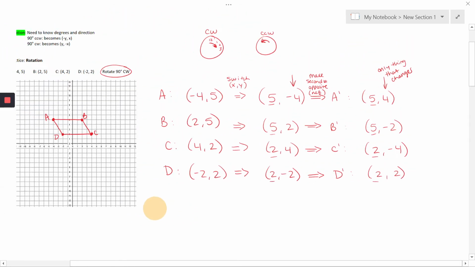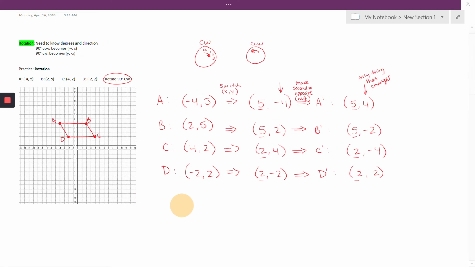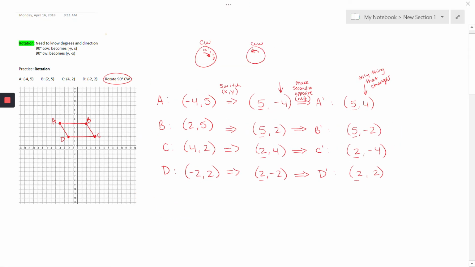So now those are my new points, so I'm going to go plot those, and I'm going to switch colors just so you can see what happens. So A prime is now at 5, 4. B prime is at 5, negative 2. C prime is at 2, negative 4. And now that I see the direction of where it's going, I can label. I didn't want to overlap it. And D prime is at 2, 2.